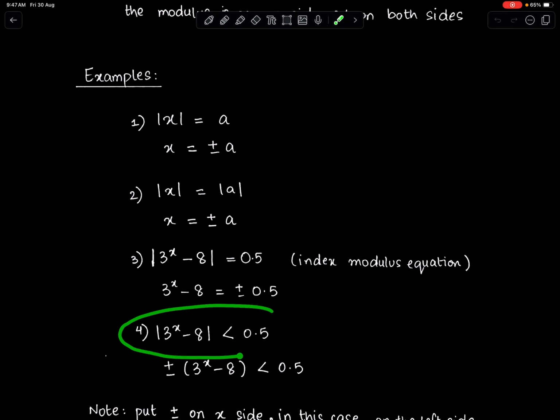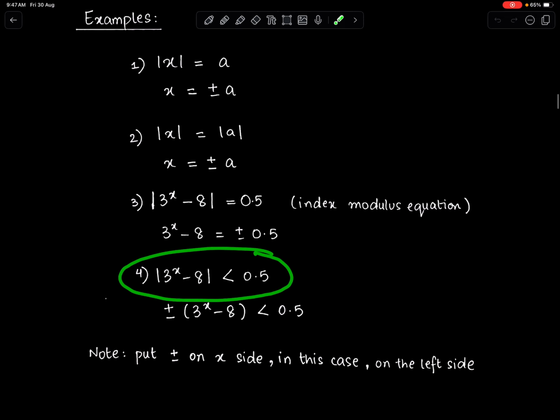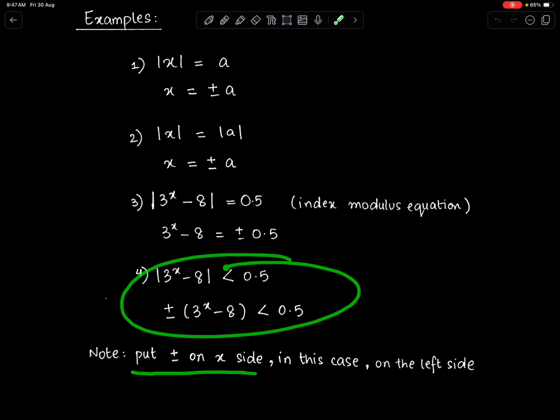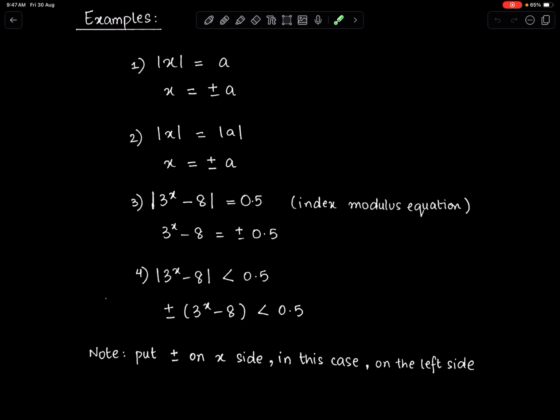But this is the power inequality. Make sure when you remove modulus, you must write plus minus on x side here. Don't write plus minus here. So put plus minus on x side, in this case on left hand side, because later on you have to change the sign of inequality.